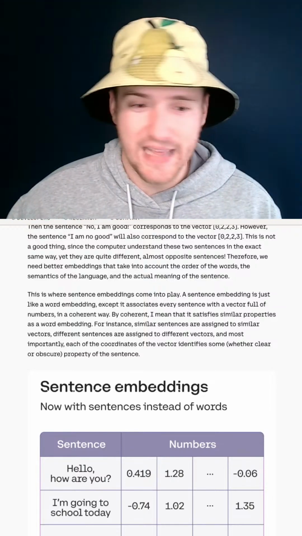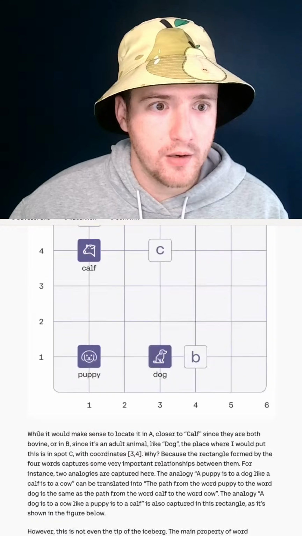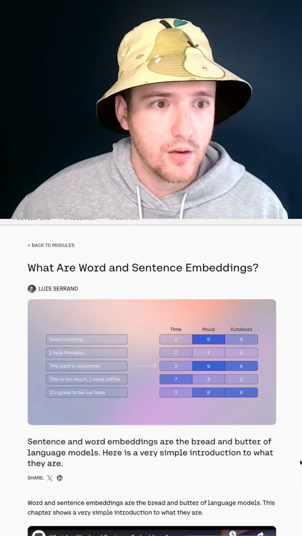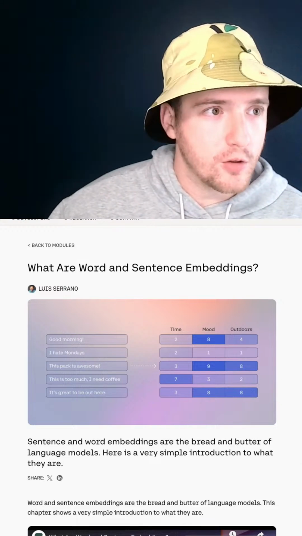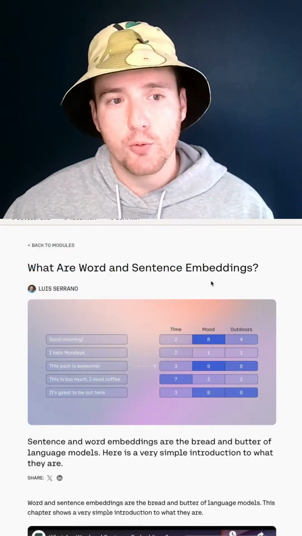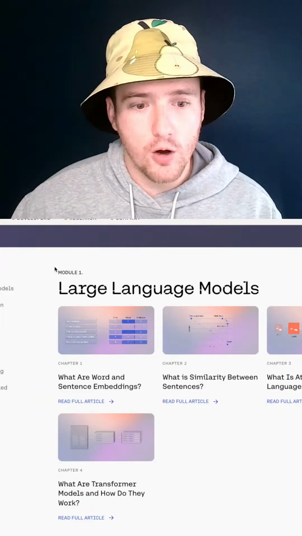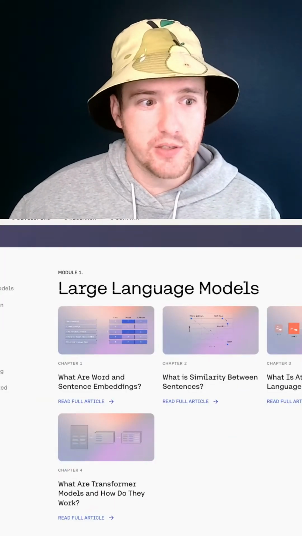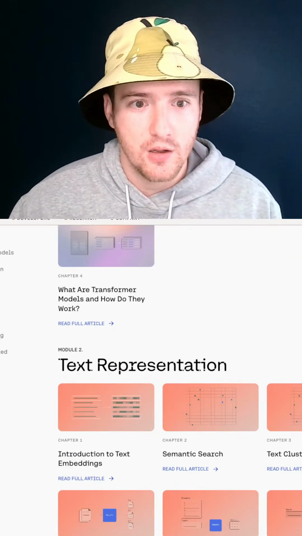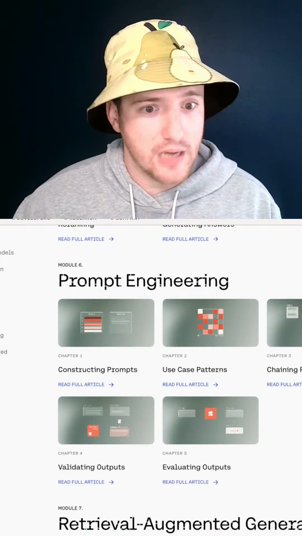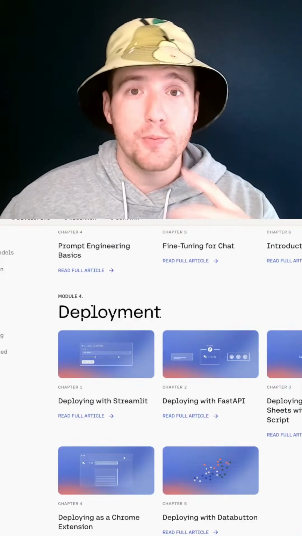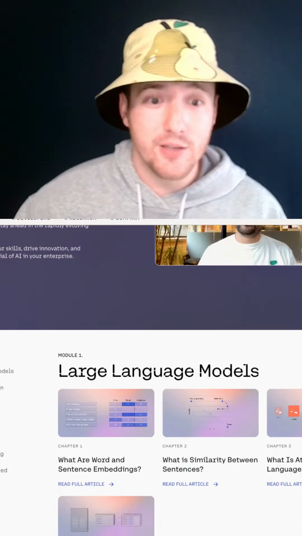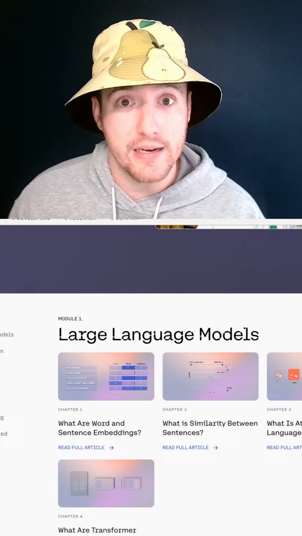And so that is chapter 1 of our LLM University module. We're going through all of these, and that is chapter 1, what are word and sentence embeddings. So you can see here there are 9 modules. It looks like there's about 4 to 9 in each section, and we will be going through all of these. And so by the end, I hope you all take away something that you did not know before. I hope I take away something I didn't know before.